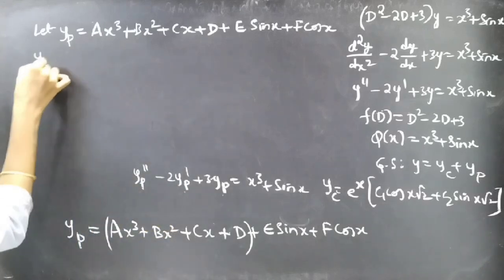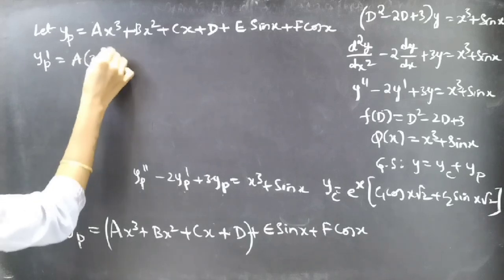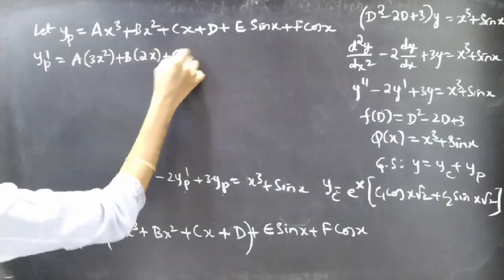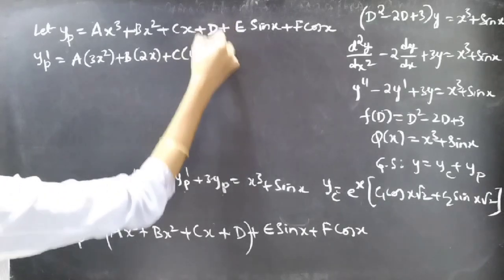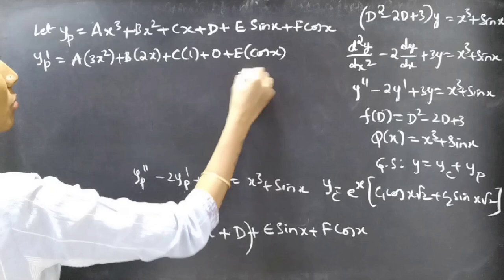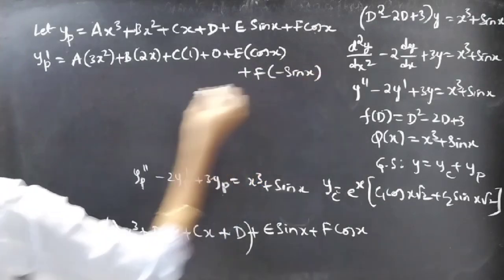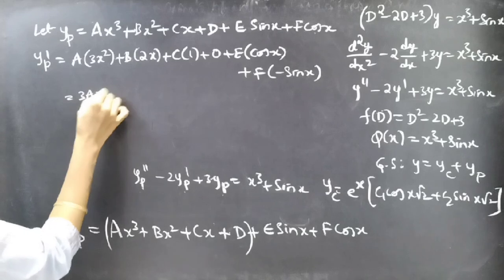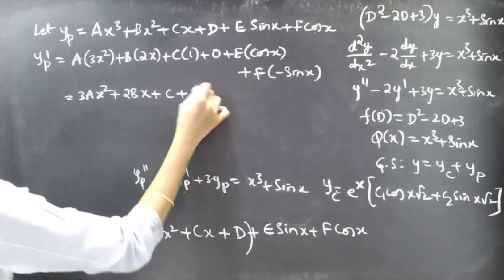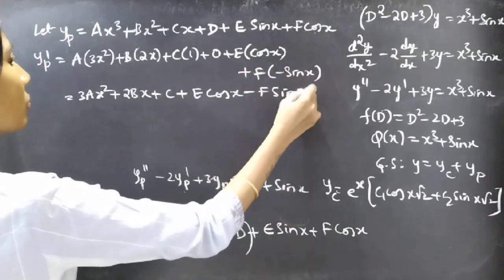Let's find it out. yp dash equals a into the derivative of x cube, which is 3x square, plus b into the derivative of x square, which is 2x, plus c into the derivative of x, which is 1, plus the derivative of the constant, which is 0, plus e into the derivative of sin x, which is cos x, plus f into the derivative of cos x, which is minus sin x, which gives us 3ax square plus 2bx plus c plus e cos x minus f sin x, right?